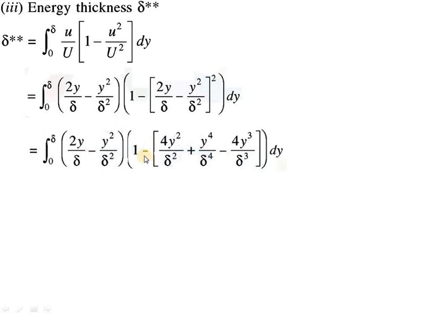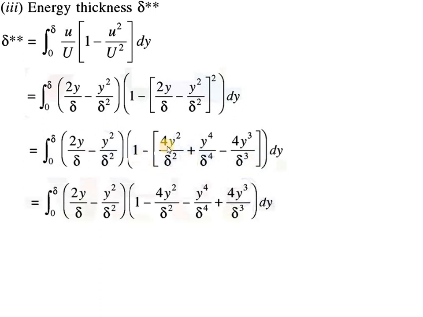So now let us firstly absorb this negative sign inside the bracket and balance the terms. So that gives us 1 minus 4y square by delta square minus y raised to 4 upon delta raised to 4, and this minus becomes plus. So 1 plus 4y cube upon delta cube. Now we must understand, in the left bracket we have 2 terms, in the right bracket we have 4 terms. So multiplication will give us 8 terms. Then using a similar approach that we followed for momentum thickness, we will try to reduce the number of terms by identifying the common multipliers or coefficients. So let us proceed with the multiplication.